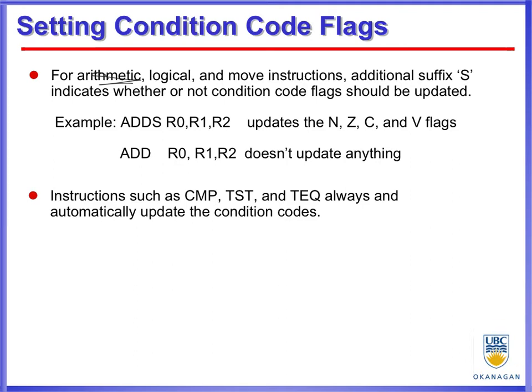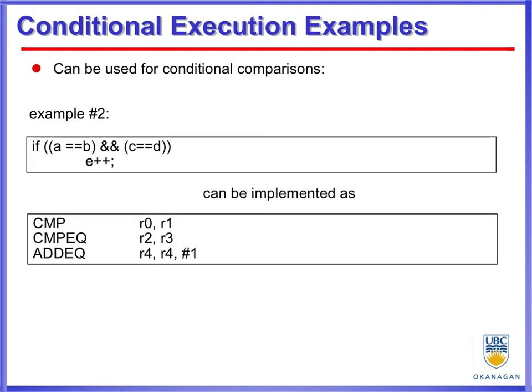Okay, so let's look at another example, okay? So let's look at this C code here, right? If A is equal to B and C is equal to D, we want to increment the variable E. Okay, so we can do that like this. The first instruction is we're going to compare, let's say, R0 and R1. Here, I'll write it up here. R0 is this one, R1 is this one, R2 is that one, and R3 is that one.